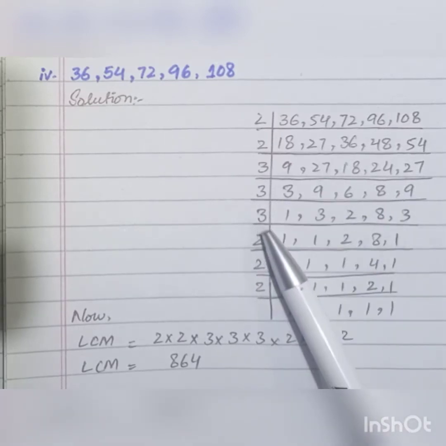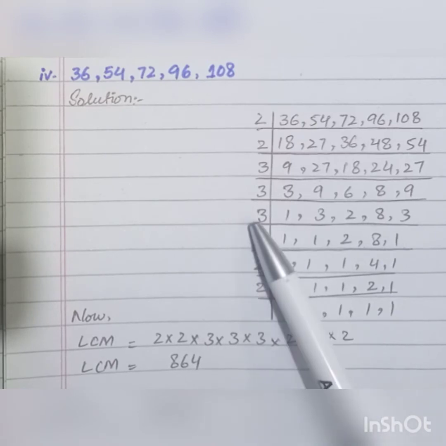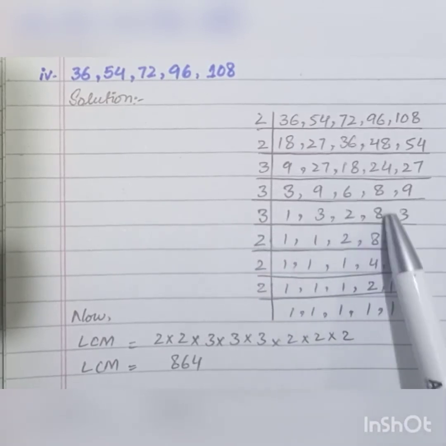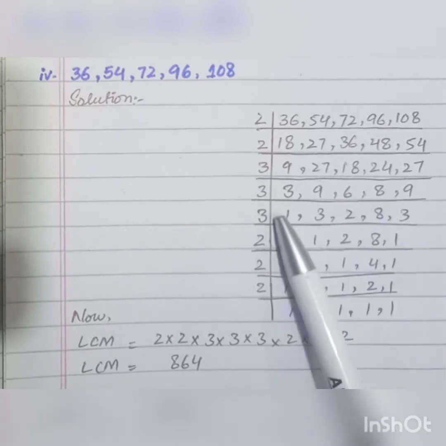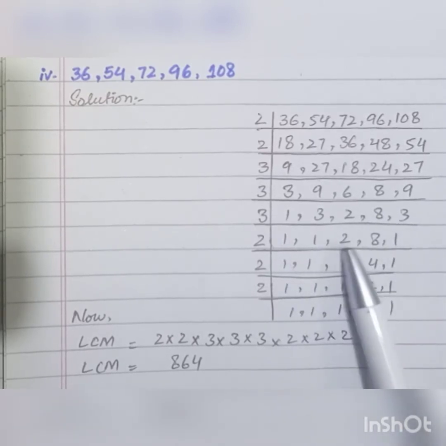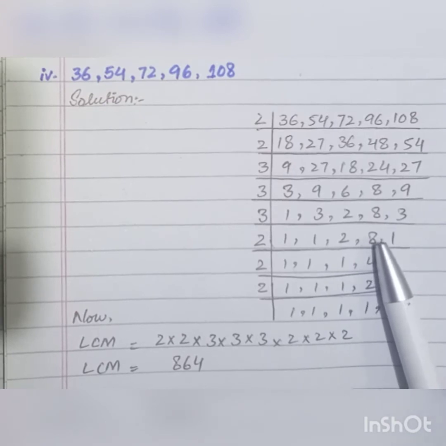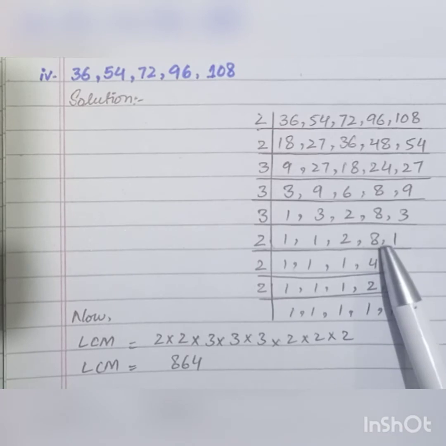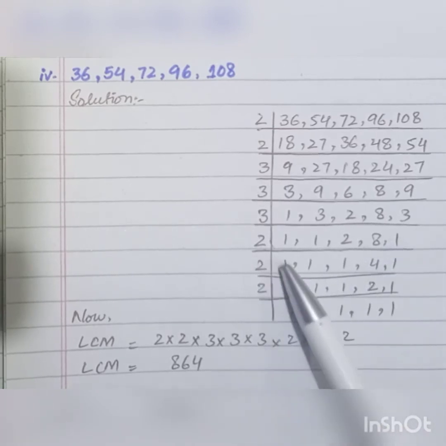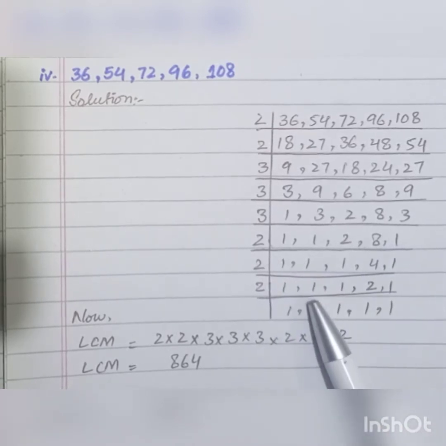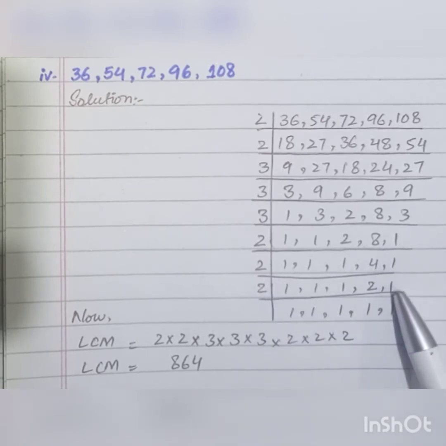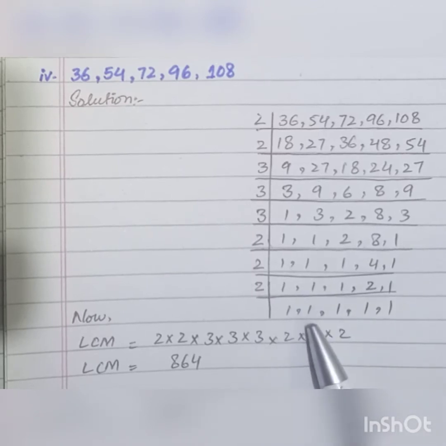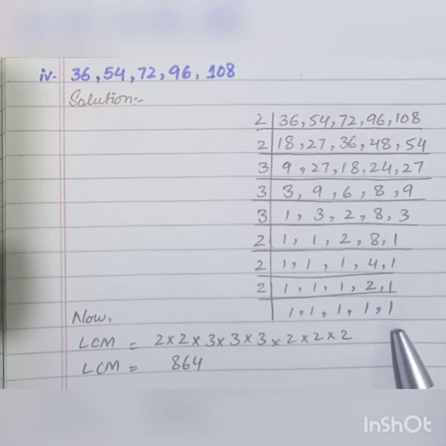Now students, again divide it by 3. 1 will be as it is, 3 ones are 3 and 2 will be as it is, 8 will be as it is, as these numbers can't be divisible by 3, or 3 ones are 3. Now 2 and 8 can be divisible by the number 2. 1 will remain the same and 2 ones are 2, 2 fours are 8, 1 will be as it is. Now 1, 1 and 1 will be as it is. So 2 twos are 4 and here 1 also as it is. Now 1, 1 and 1 will be as it is. 2 ones are 2 and here 1 also as it is.